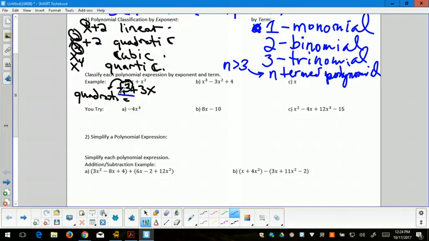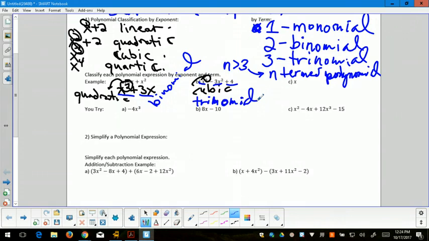Since it has 2 terms, I'm going to call it a binomial. Letter B, the highest degree is 3, so it is a cubic polynomial or cubic expression. And there are 3 terms, so I would call it a trinomial. Be careful, I'm not calling it that because of the exponent, I'm calling it that because there are 3 terms.